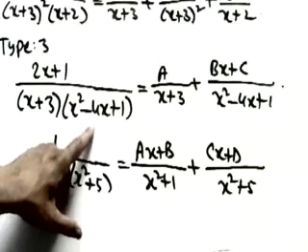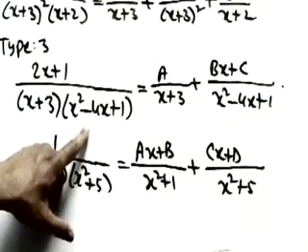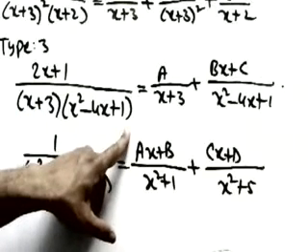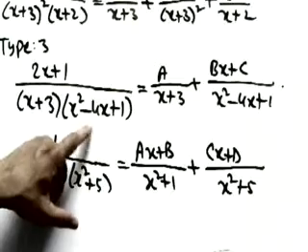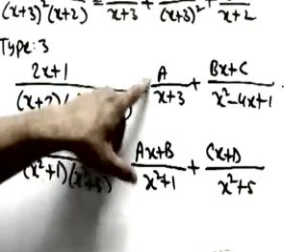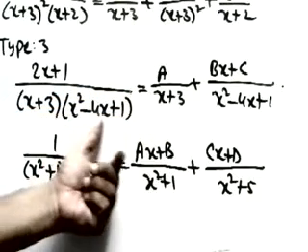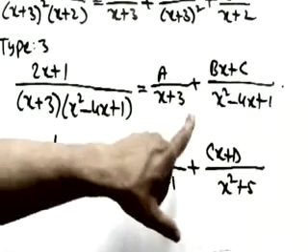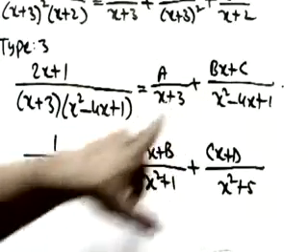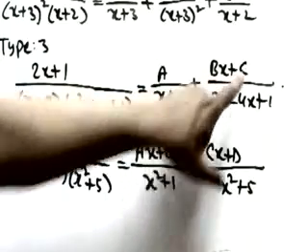Watch carefully. Suppose you see here we cannot factorize this one. If we could factorize it, then you would get three linear factors. But you cannot factorize this one. Therefore, you have to change it. This you write as it is, A by x plus 3. But this quadratic polynomial cannot be factorized. Therefore, for this we have to write two terms.